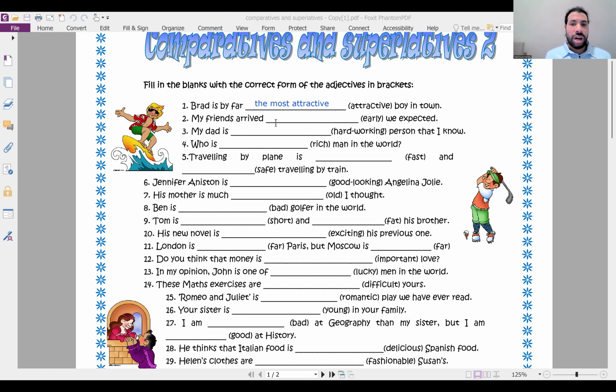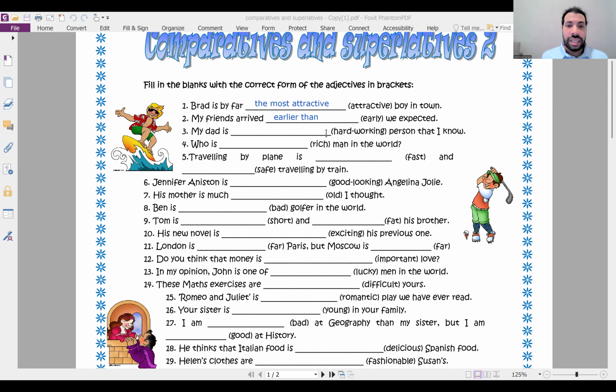My friends arrived. We expected. Okay, so this is one and one. So it will be earlier than, because we expected something and they arrived earlier.